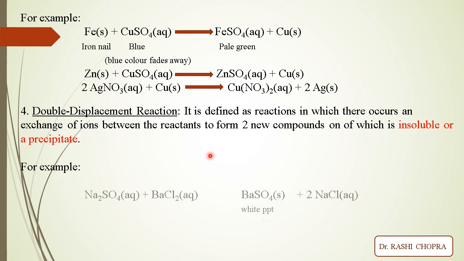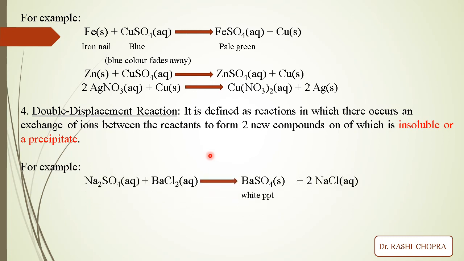For example, this you are also going to do in the laboratory. You will have sodium sulfate solution. Take 1 ml of sodium sulfate solution, and to that add barium chloride solution dropwise. After that, shake it, and you're going to see the presence of white precipitates of barium sulfate. So what has actually happened?